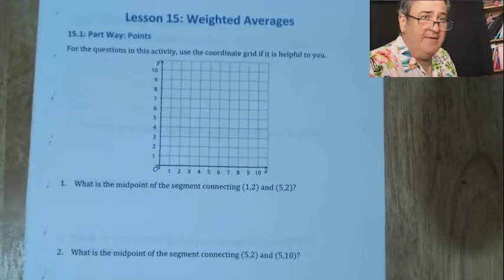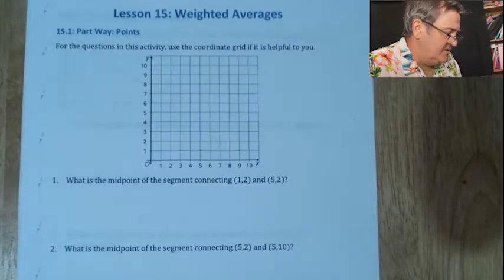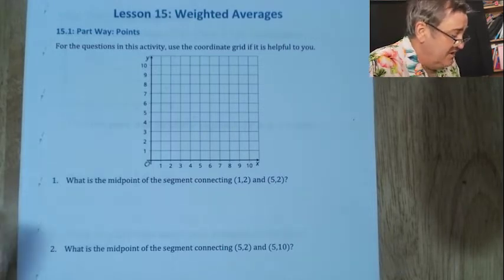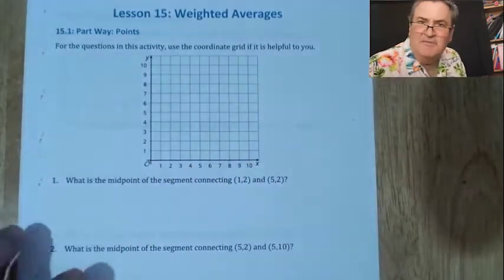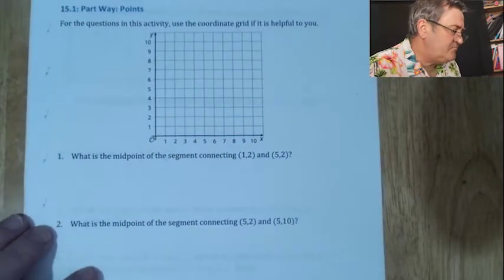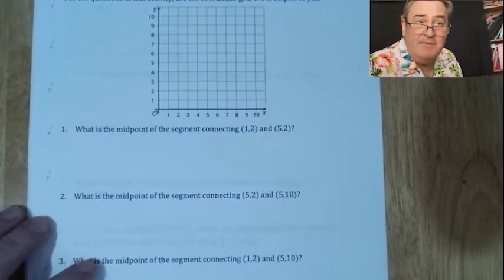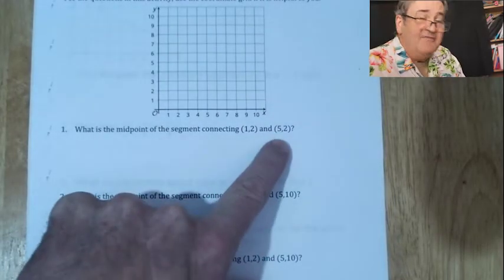All right, weighted averages. We're looking at weighted averages today, and we're going to do that using some line segments. So you say averages, lines, I don't know. Now for the questions here, we have a coordinate grid we can use if it's helpful to us, if we need it. We'll see what we do with that. Number one, our question is, what is the midpoint of the segment connecting (1, 2) and (5, 2)?